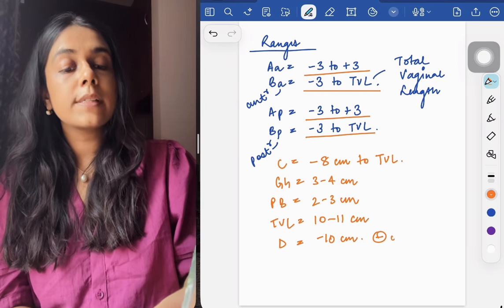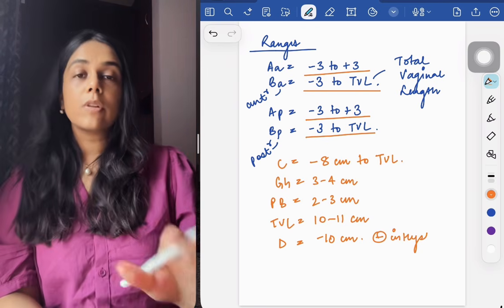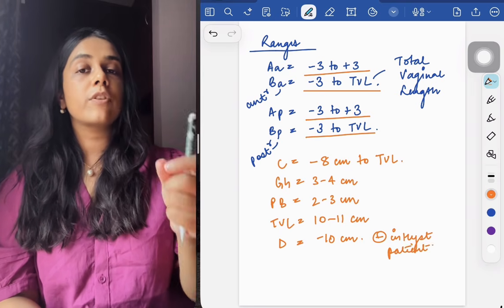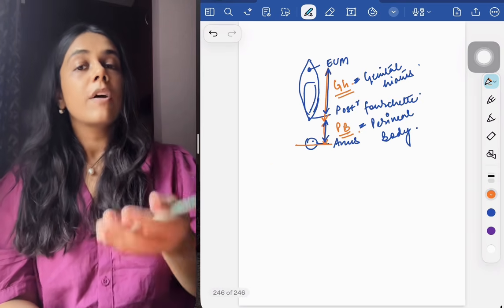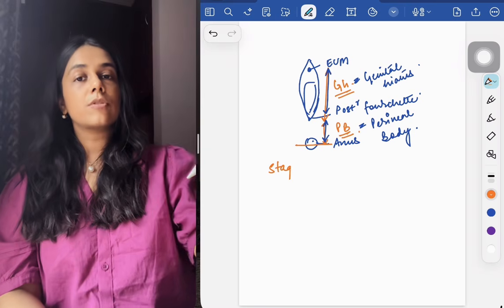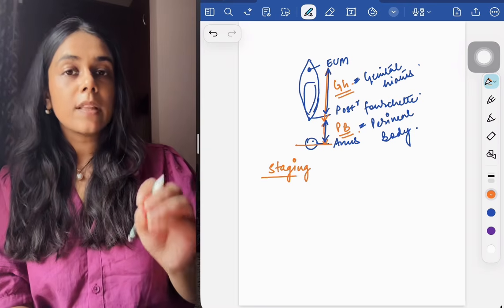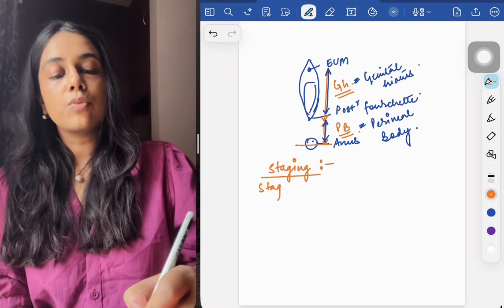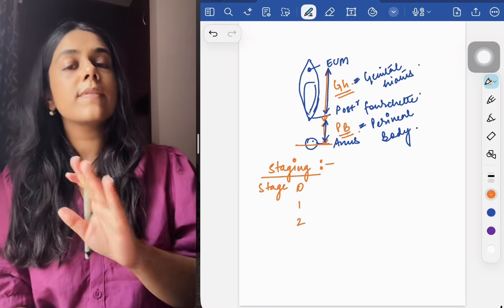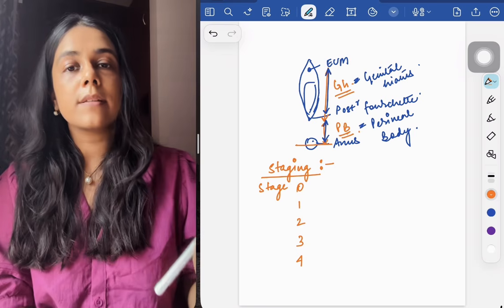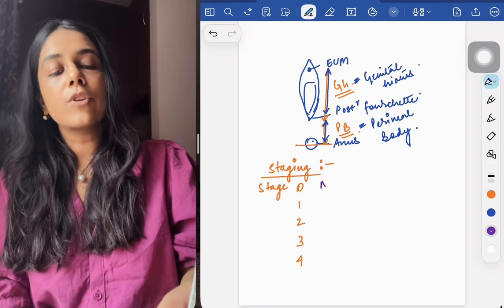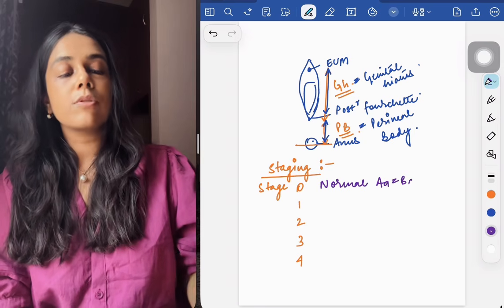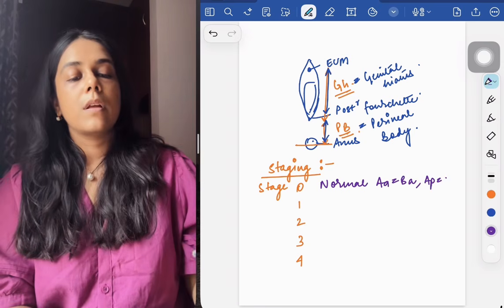Now we will see how to do the staging. We will write all these measurements in this grid, and after that we will see which wall or which part of the vagina has got maximum prolapse. For example, if the anterior part has got the maximum prolapse, then we will take the part that is maximally outside. Now, stage 0, 1, 2, 3 and 4. Stage 0 is when there is no prolapse. Everything is at its place. That is, AA is equal to BA and AP is equal to BP. And there is no apical prolapse also. C and D are also in position.